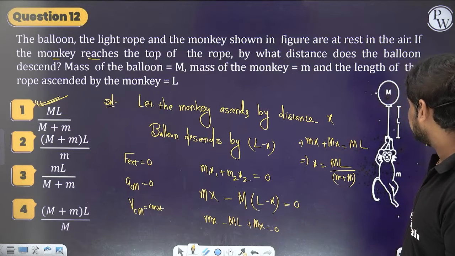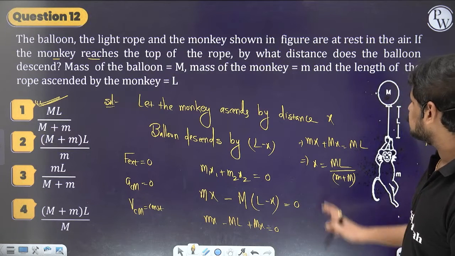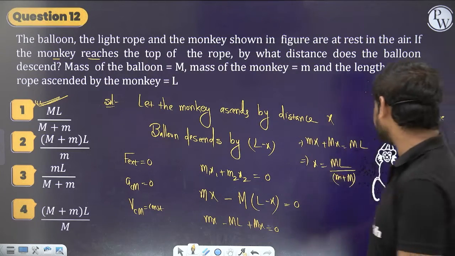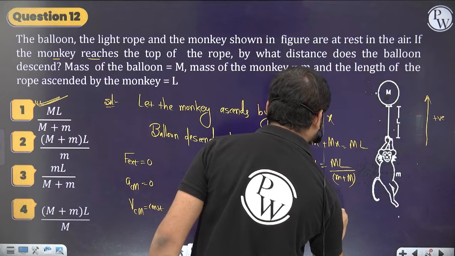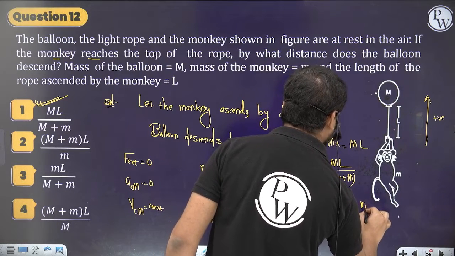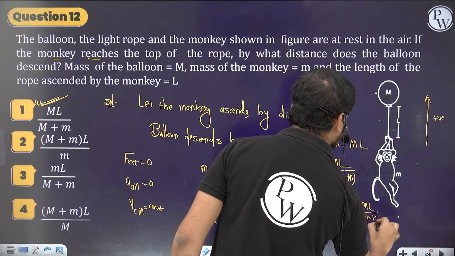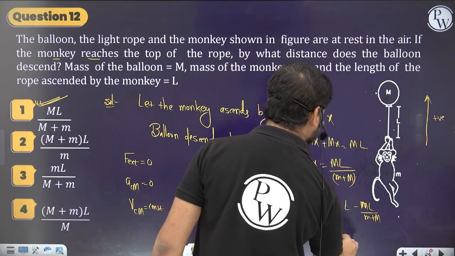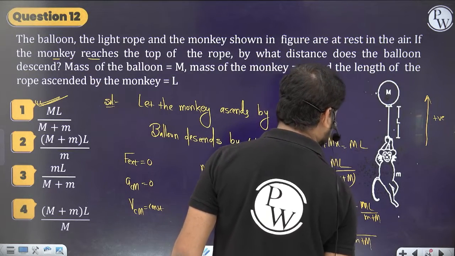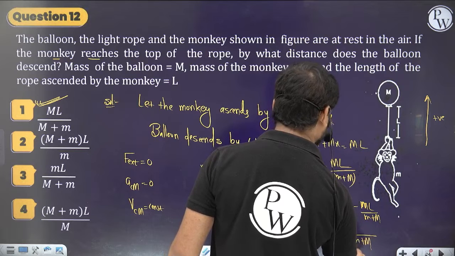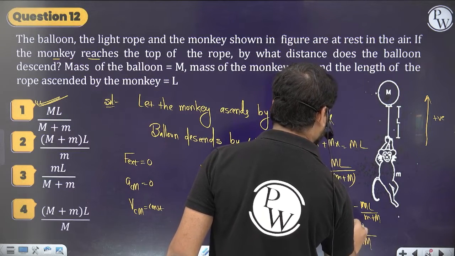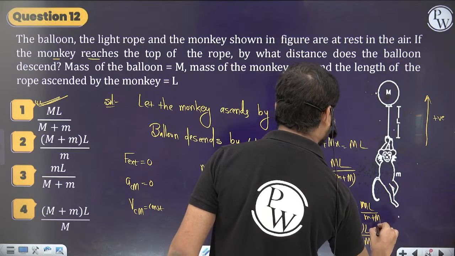Next. So in the last question also, I guess we found the x. X is the monkey's ascent. We need L minus X. Now we need L minus X actually. So what is L minus X? L minus ML by M plus m, right? Which is nothing but in place of X we substituted this. So here in the denominator we get M plus m, and then L into M plus m minus ML.